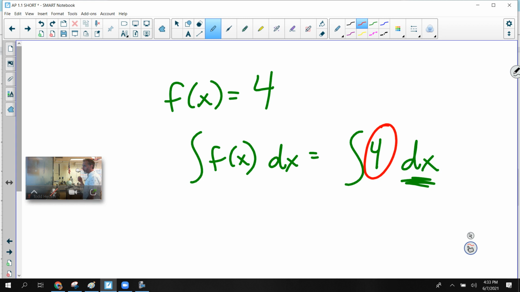Well, to figure it out, basically what you got to do is you got to reverse your power rule. Reverse the polynomial rules that we learned, right? So maybe before we get into that, what this is really telling us is that, remember, derivative is a slope, right? So this is telling me that my function has a slope of 4. Well, there's a ton of functions like that, right?